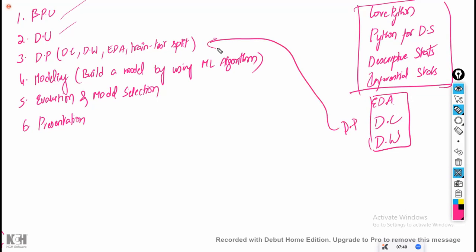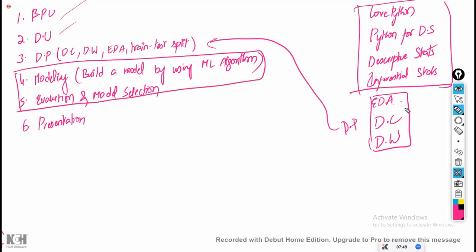Now let us see what is meant by modeling. Let us now focus on these two steps. Earlier, we focused on EDA, data cleaning, and data wrangling. We do these three irrespective of the algorithm, whether it is linear regression, non-linear regression, KNN, or lasso, whatever the algorithm is. It is not dependent on the algorithm.